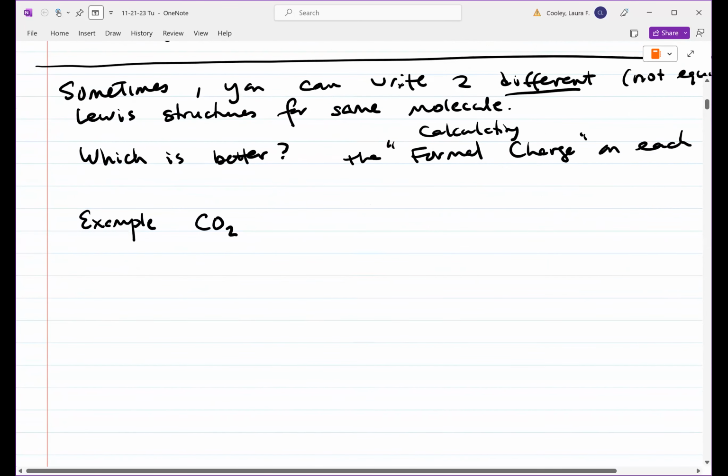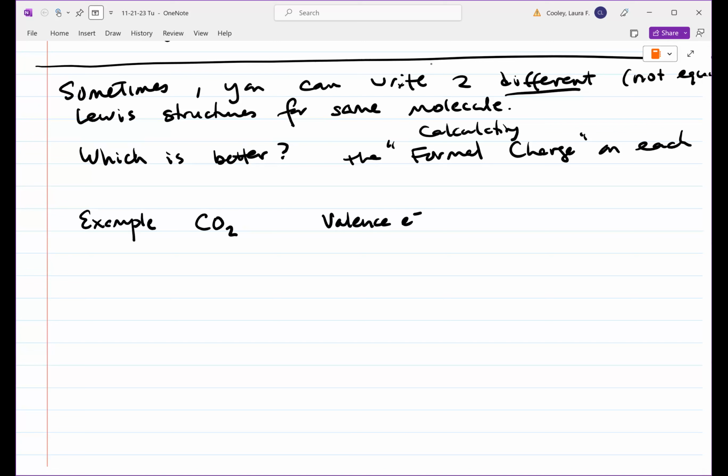Okay, so I want to start by drawing the Lewis structure for CO2 and showing you that there are a couple of different ways of doing this, and one is actually better than the others. There's actually three ways. So we're going to start with the valence electrons in CO2, because those are the electrons you have to play with.